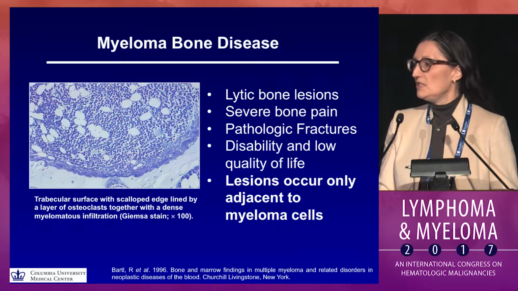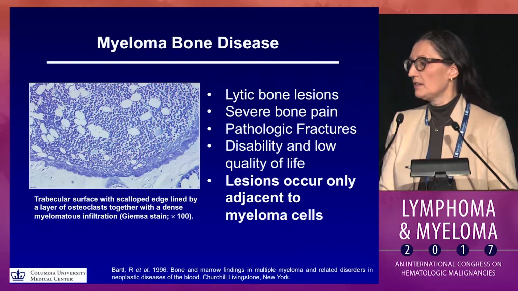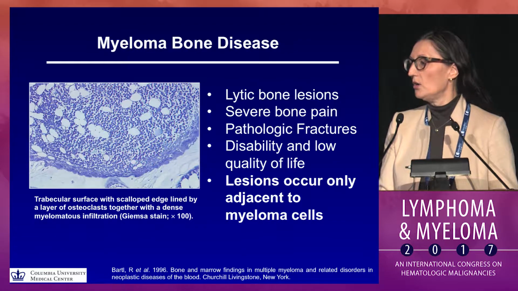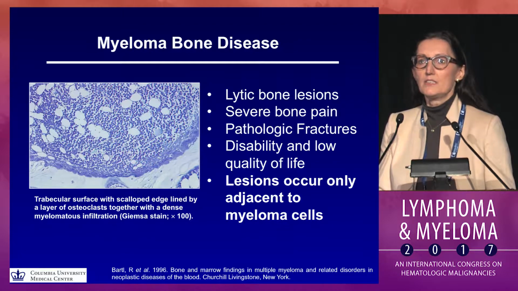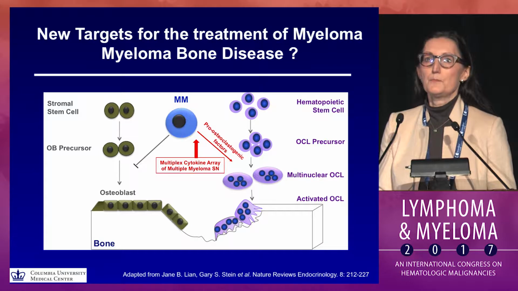Multiple myeloma bone disease is characterized by lytic bone lesions, bone pain, pathologic fractures, disability, and reduced quality of life. We also know that the lytic lesions usually occur adjacent to the site of the multiple myeloma cells. This is a nice picture showing an infiltrate of multiple myeloma cells, and you see the rim of osteoclasts doing bone resorption and resorbing the bone beneath the plasma cell infiltrate.